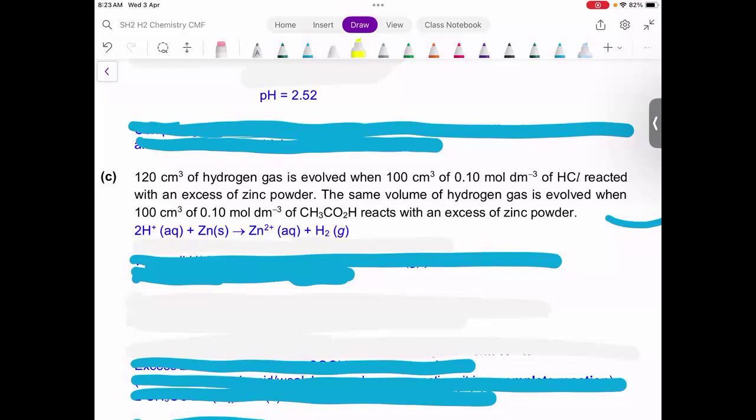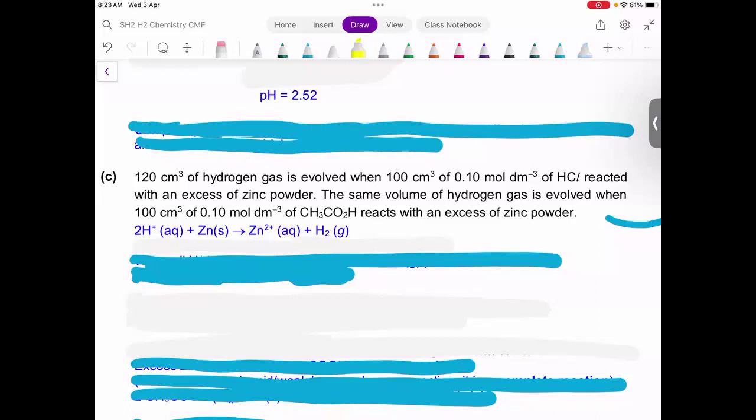And if you look at the paragraph here, what is important? What do you need to pay attention to? Okay, so there's a difference in strength. HCl is a strong acid, while your ethanoic acid is a weak acid. So there's a difference in acid strength. Okay, so that's number one.